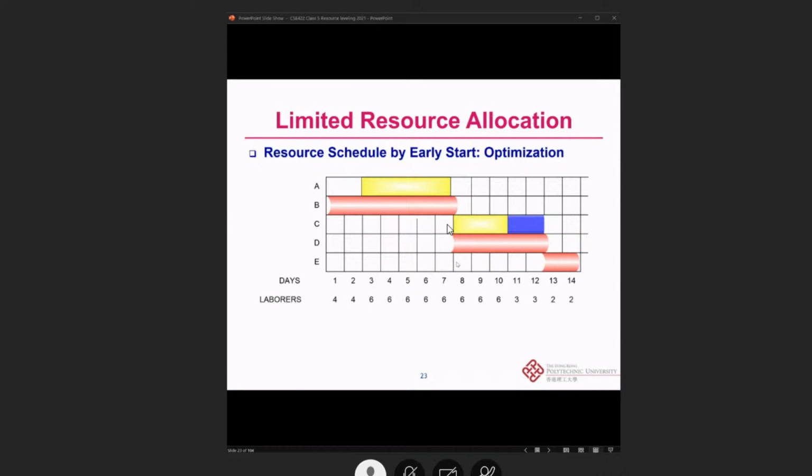So this is the example of limited resource allocation. All right, so far so good. Any questions on that?